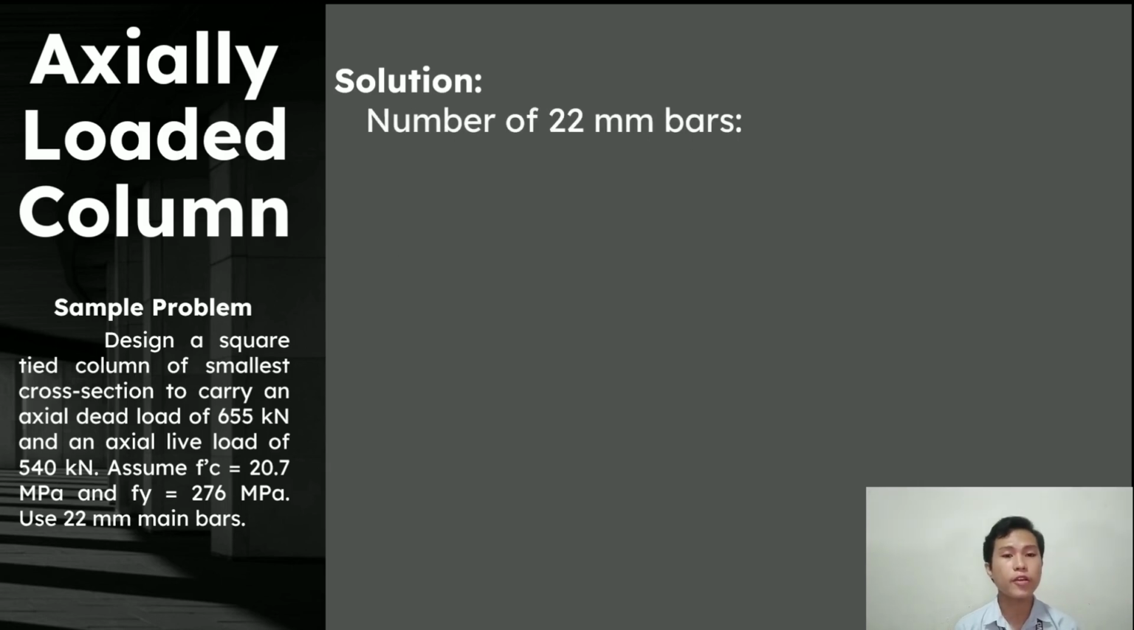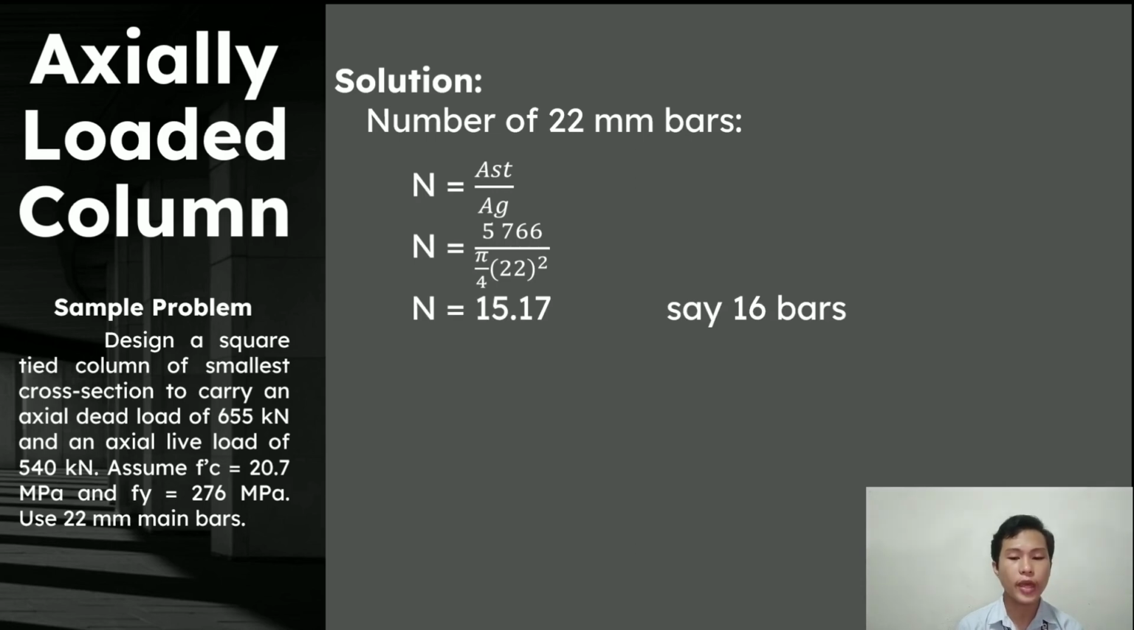Now we'll get the number of 22 millimeter bars that we'll be using for this column. So N is equal to Ast over Ab. Substituting the values, we'll have N is equal to 5,766 over pi over 4 times 22 squared. So N will be equal to 15.17, and we can say that we'll be using 16 bars.